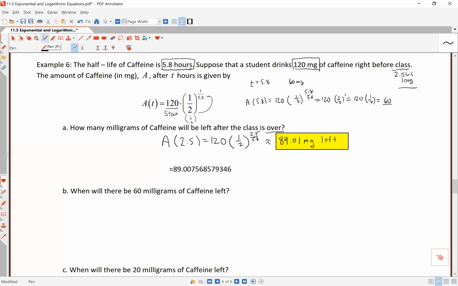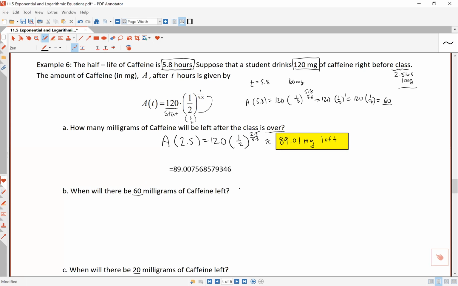So we've been able to do that problem for a while now. What we want to use is the inverse of an exponential function, a logarithm, to figure out how long it will take us to get down to 60 milligrams of caffeine, and then we'll figure out how long it takes us to get down to 20 milligrams. So let's figure out how long it takes us to get down to 60 milligrams of caffeine.